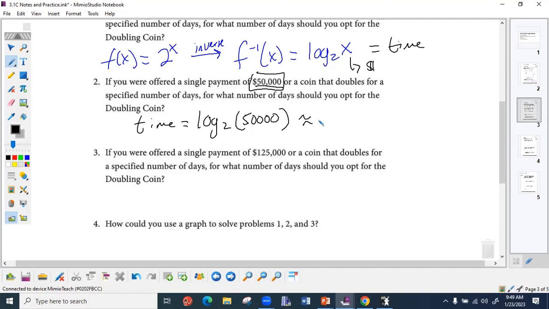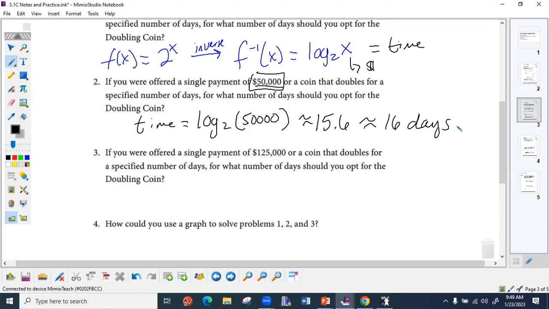All right, so approximately it was like 15.9, right? So the thing is, if I'm at 15 days, will I have my 50,000? No. So we round up to 16 days.